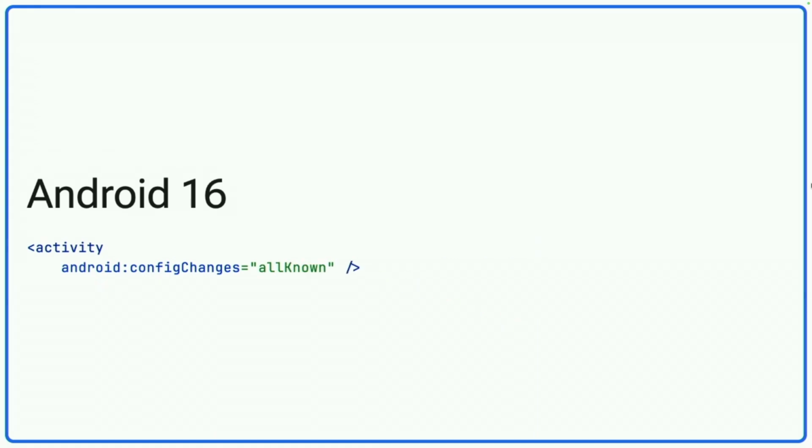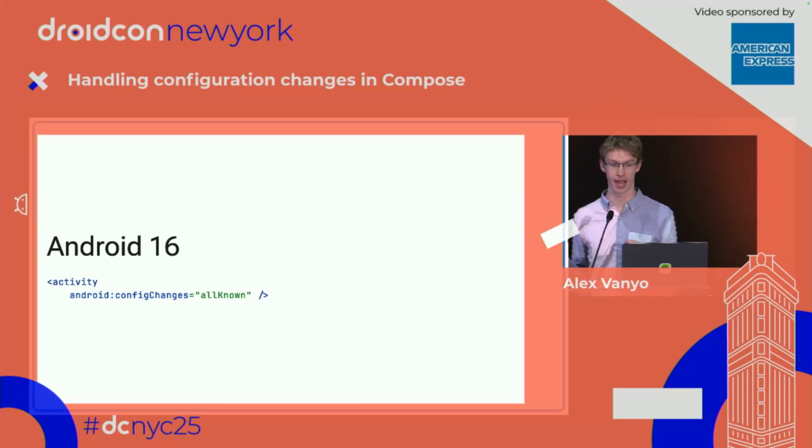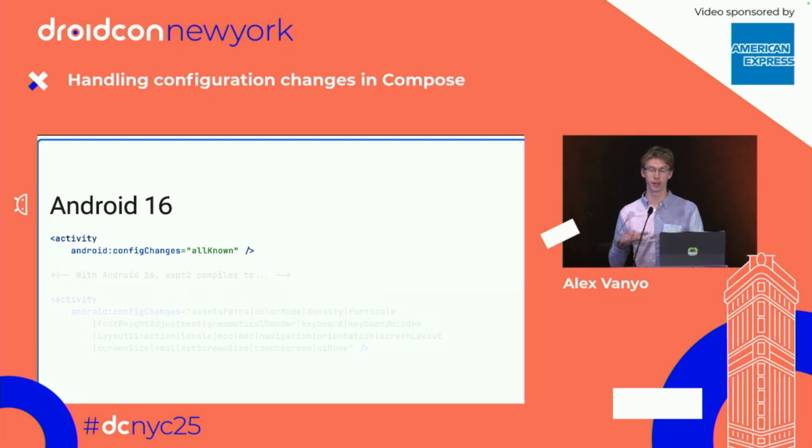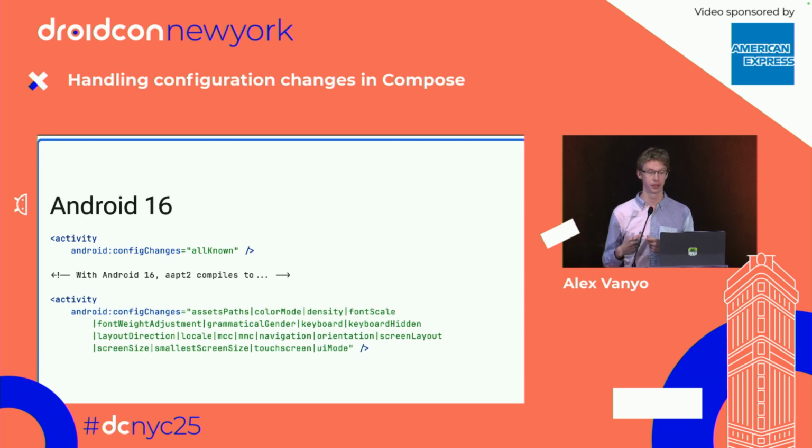There's also a new tag called all-known. This one is a special kind of meta tag. This one will expand itself out to that full list that you just saw. So with AAPT2, it will compile that all-known out into the full list of everything that is known at that time. And specifically, this behavior means at this time, at Android 16, it will be this list.